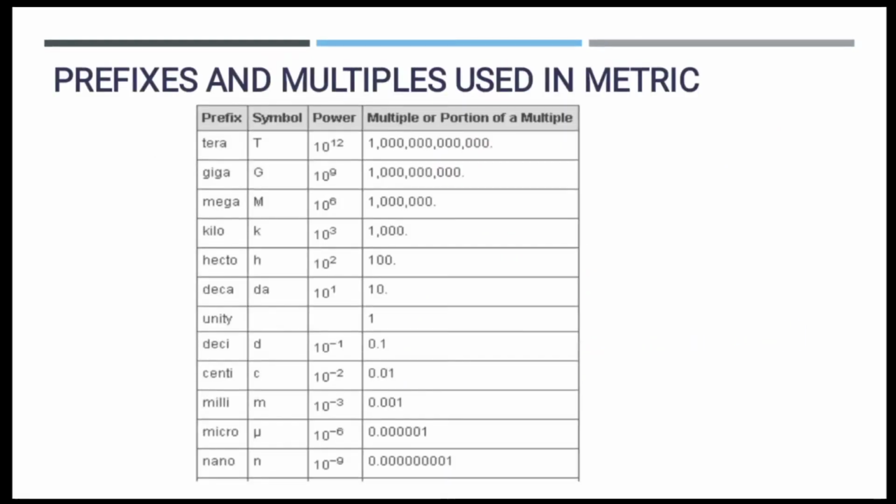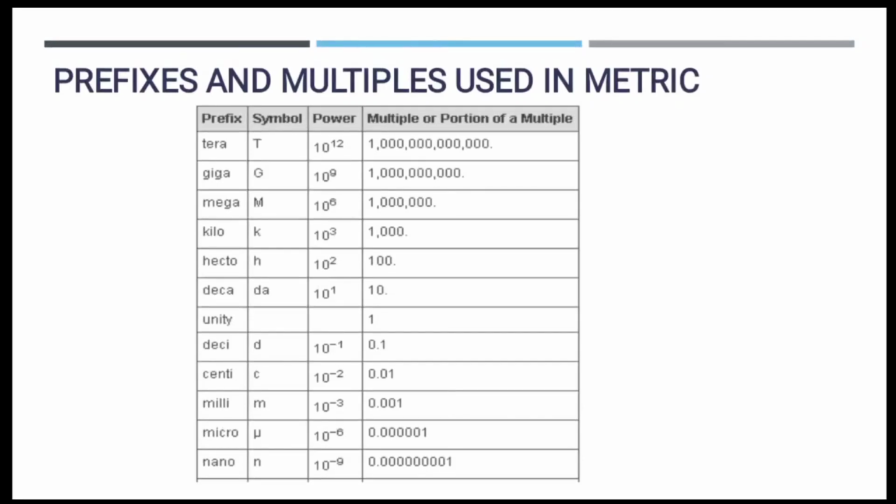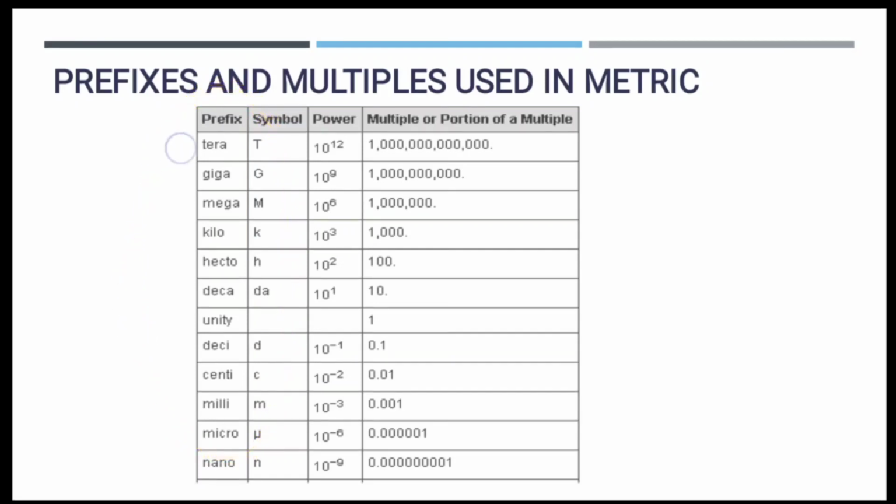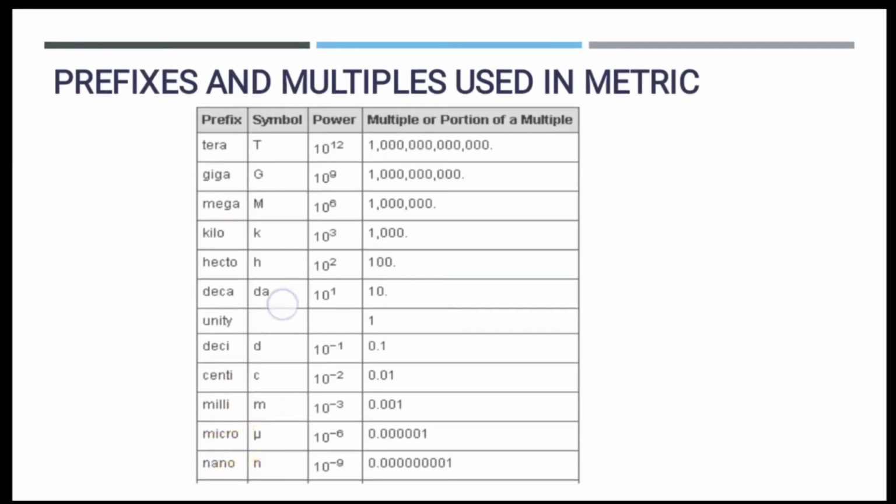So these are the prefixes and multiples used in metric. When we say metric, this is to the base 10. It is really easy to convert metric to another unit because you just have to move the decimal point. These are the prefixes. As you can see, we have tera, giga, mega, kilo, hecto, deca, unit, the unit itself, deci, centi, milli, micro, and nano.